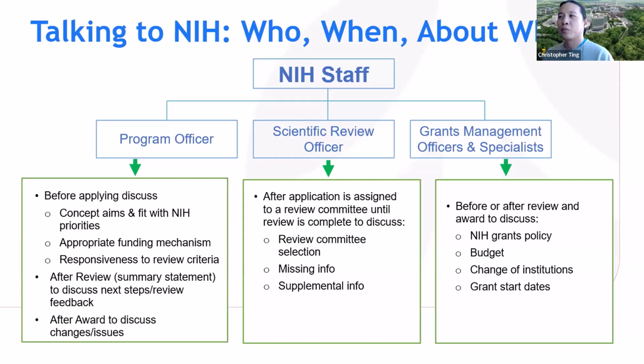Broadly speaking, there are really three kinds of NIH staff that you're going to interface with during a grant life cycle. The first is program officers, to the left, and you can reach out to these folks before applying about exploring the scientific alignment for your proposal, whether that NOFO is an appropriate funding mechanism, or if you have questions about particular review criteria. After your grant is reviewed and you receive a summary statement, the program officer assigned is someone that you can talk to about resubmitting, or if you have any particular questions about the summary statement.